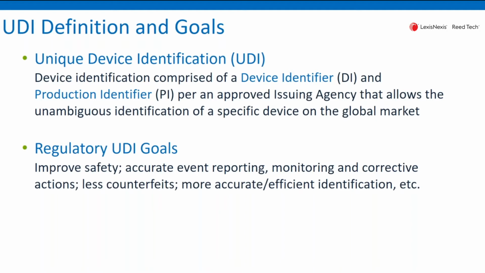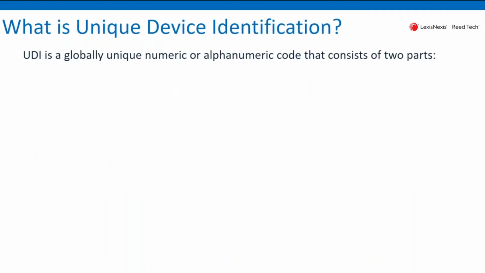UDI is an initiative that is being promoted by various regulatory bodies. They obviously want to improve safety, improve the accuracy of event reporting, and so on, and ultimately improve the customer experience by being able to identify products throughout the life cycle.